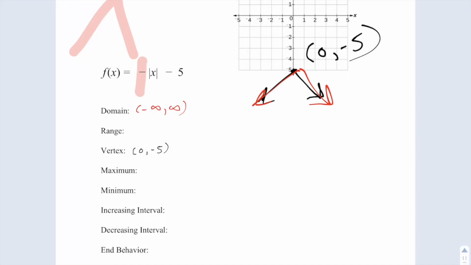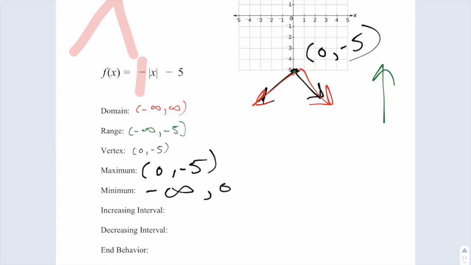Now my range is going to start at the bottom and work up. Well, I'm still cool on my range, right? Because I'm going to start at negative infinity. But when I get up here to negative 5, there are no y values above it. So negative 5 is the last possible y value. So therefore my range is negative infinity to negative 5. The maximum is just my vertex, 0, negative 5. And remember, the minimum, you could either say negative infinity or none.